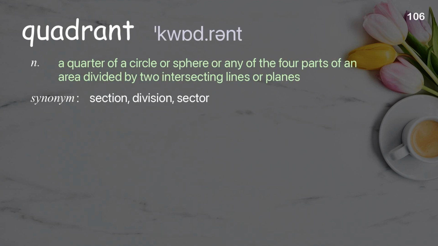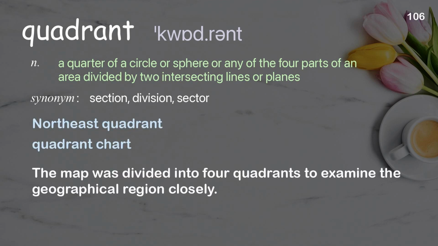Quadrant. A quarter of a circle or sphere, or any of the four parts of an area, divided by two intersecting lines or planes. Examples: Northeast quadrant. Quadrant chart. The map was divided into 4 quadrants to examine the geographical region closely.